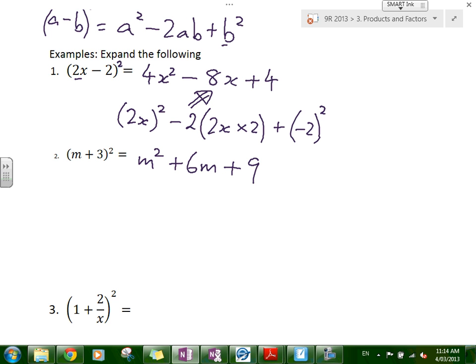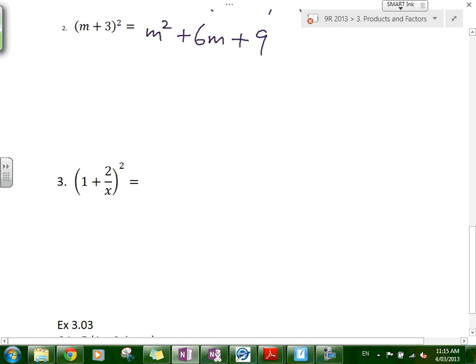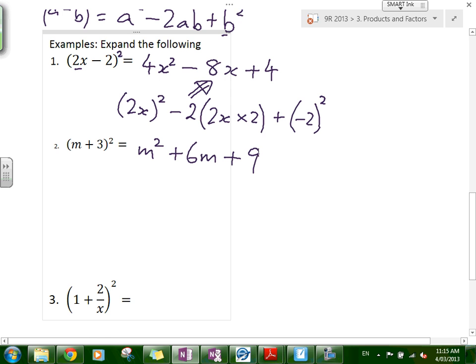So m plus 3 squared is m squared plus 6m plus 9. Going through this process of saying you square the first one, multiply the 2 terms together and double it, and then square the second one. I'm going to throw in one more.